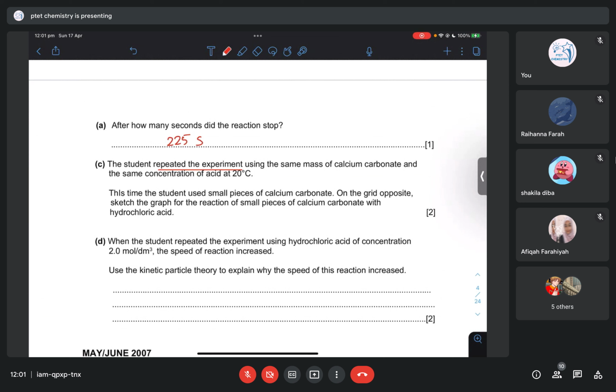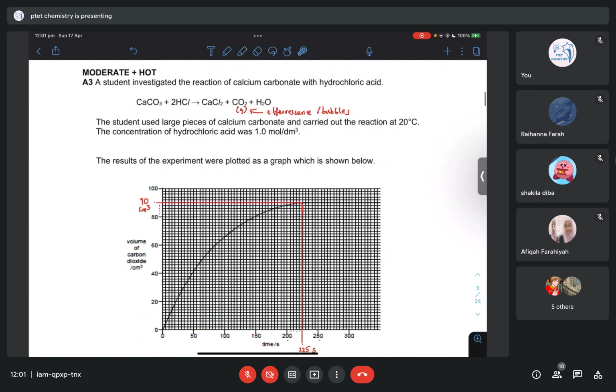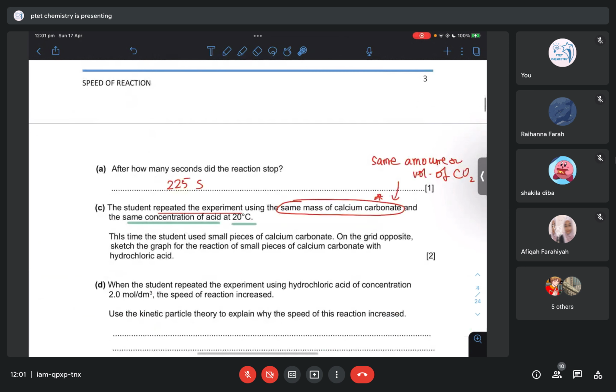We have the same mass of calcium carbonate, so that means we get the same amount or volume of gas, because we are not changing what has reacted. We use the same concentration of acid, and this is at the same temperature, 20 degrees Celsius, so there is no change in temperature. There is no change in your calcium carbonate, so it will still produce 90 cm cube. And you use small pieces.